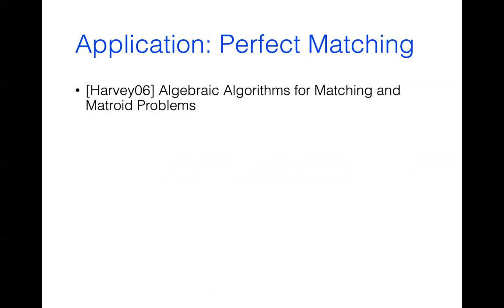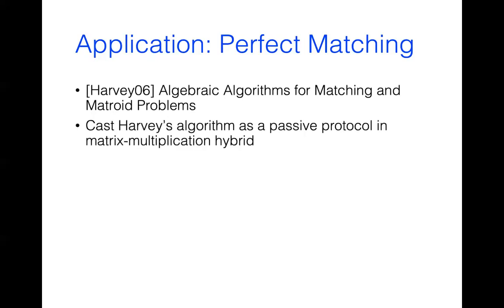One application in this paradigm that we have done, it doesn't fall exactly there, but it is similar in spirit, is the perfect matching use case. Here there have been several works, at least in the algorithms literature, with many algebraic approaches for matching and other matroid problems. The work of Harvey actually stands out here as one of the most efficient protocols for perfect matching. In fact, we can cast Harvey's algorithm into a passive protocol where all the parties need is a passive secure implementation of matrix multiplication.